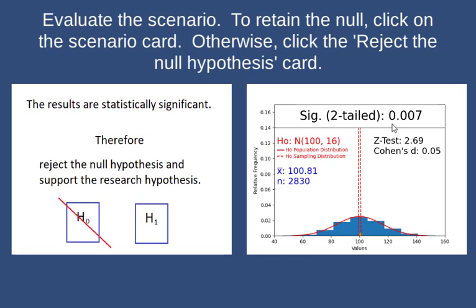But if that information wasn't available, we could also look at the z-test. If the z-test is equal to or beyond plus or minus 1.96, then again we can reject the null hypothesis, which in this case, that's clear.